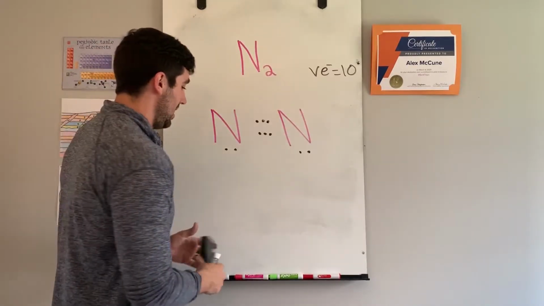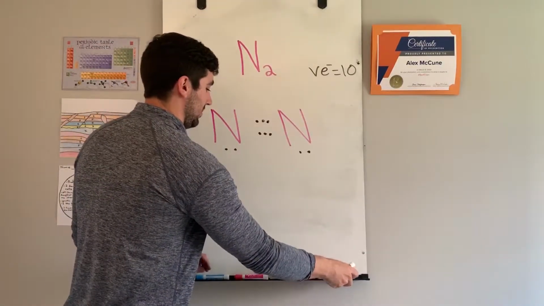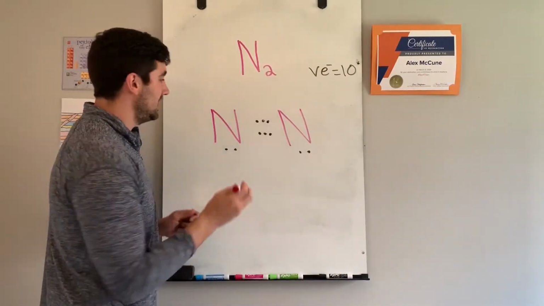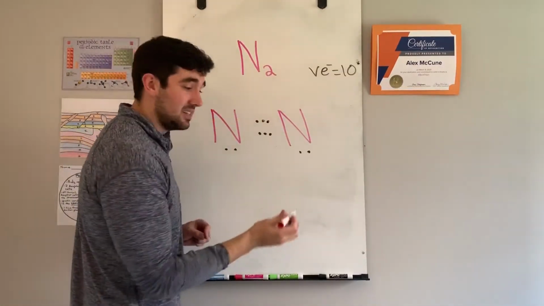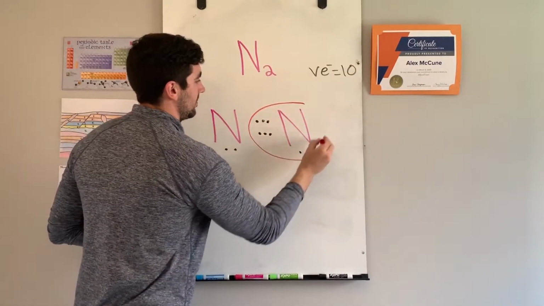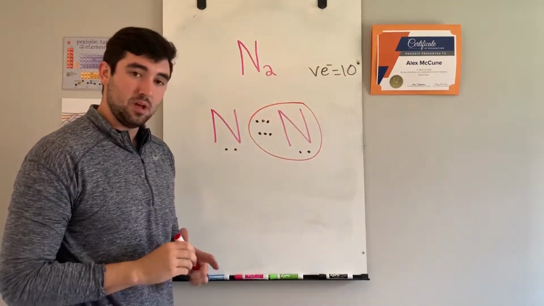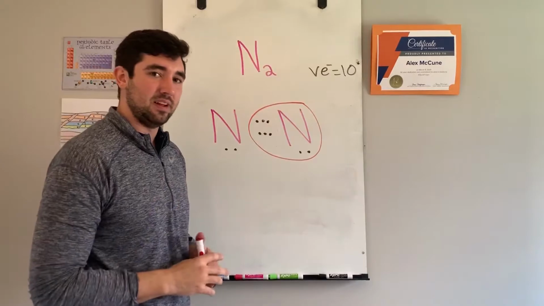Now I have a full octet. If I take my red marker, I have a full octet around this nitrogen, and I have a full octet around the second nitrogen. Both of them are completely fulfilling their valence shell.